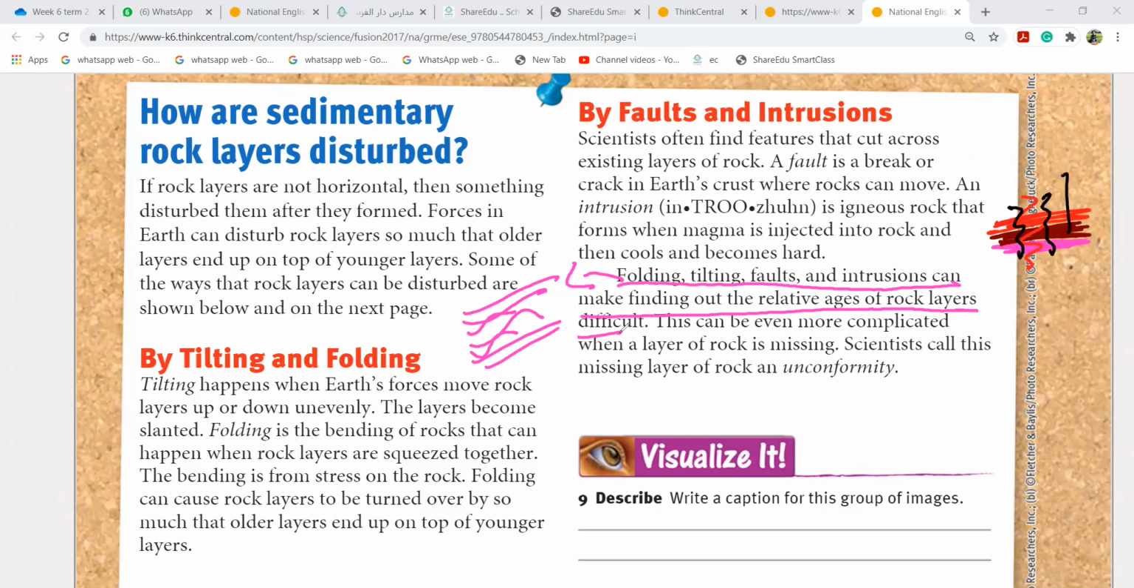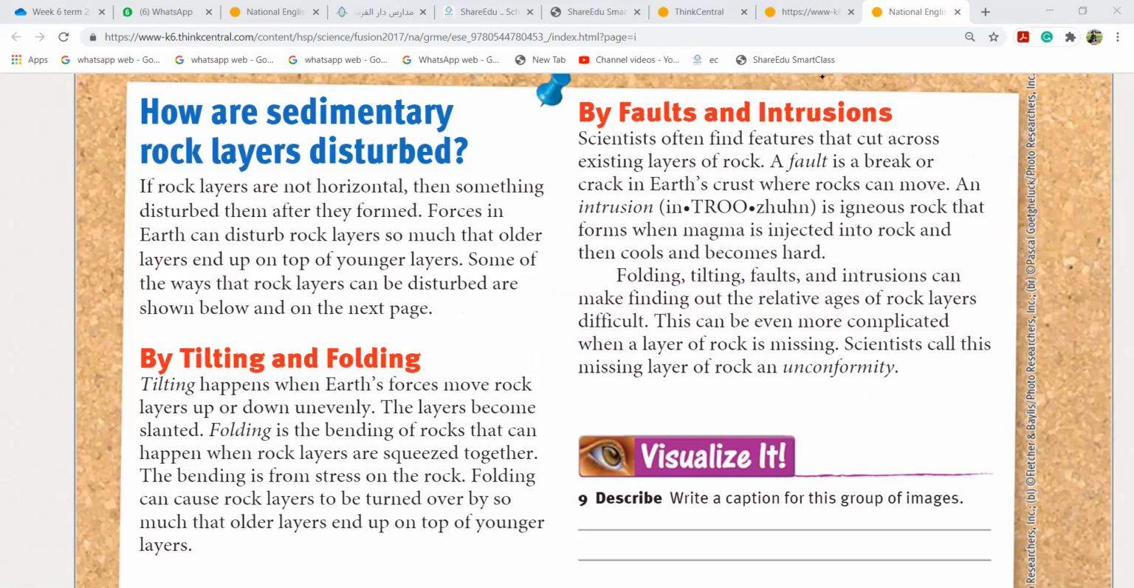So this is difficult. Scientists call a missing rock layer an unconformity. It is called an unconformity. Till here, did you all understand?